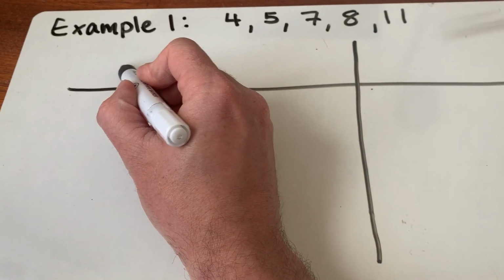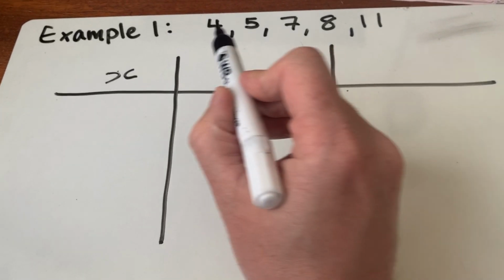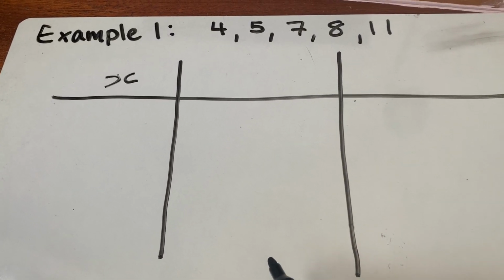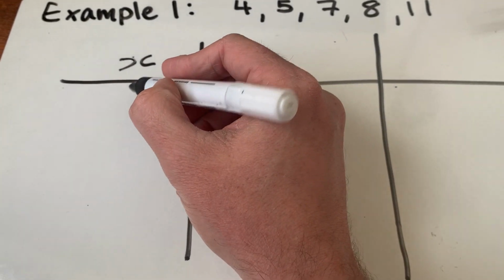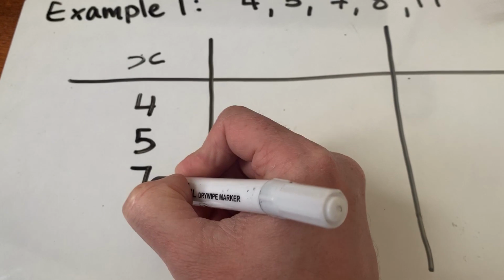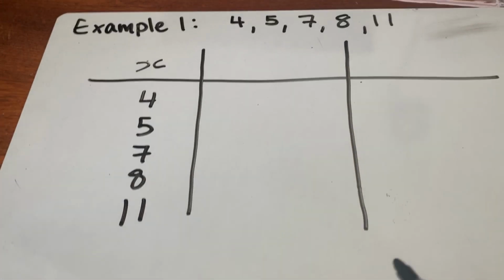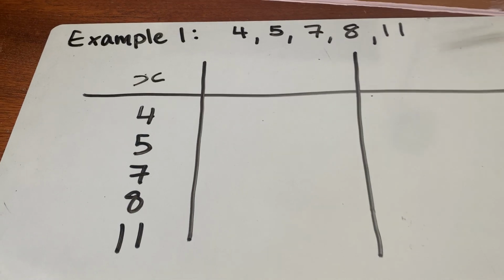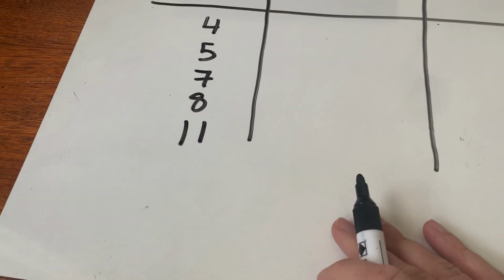So X, this X here, just represents all of the numbers in our list. All we're going to do in this first column is put down those numbers. So we've got 4, 5, 7, 8, and 11. They are in numerical order in this question, but they don't have to be. So you just write them down in the order that you are given them.